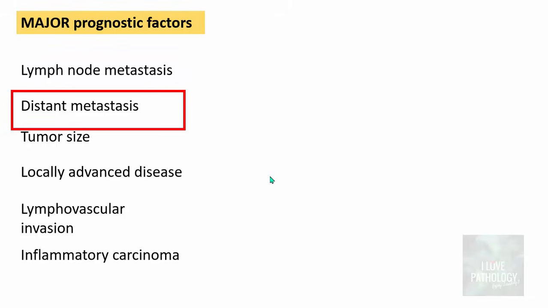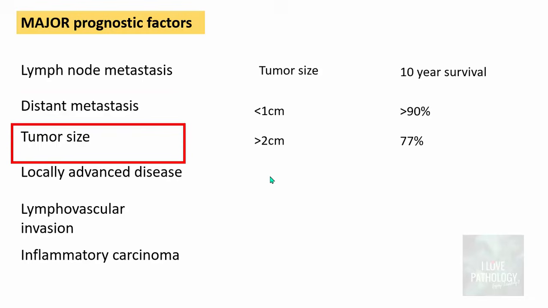Second one is distant metastasis. When the tumor has spread beyond the lymph nodes into the various organs, that means the cure is very unlikely. Coming to the tumor size, it is also important, because size predicts the survival rates. If the tumor size is less than 1 centimeter, 10-year survival is more than 90%, and it drops to 77% when it is more than 2 centimeters.